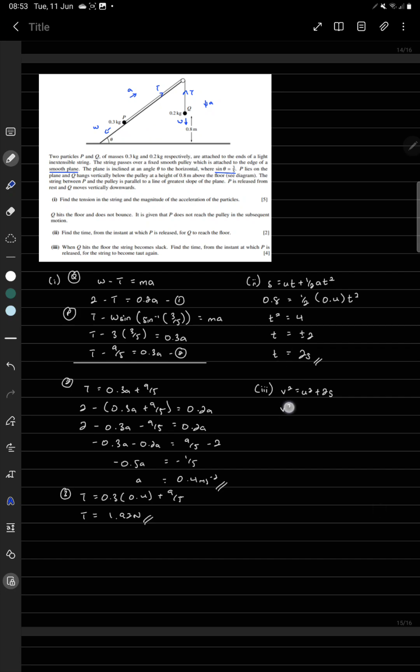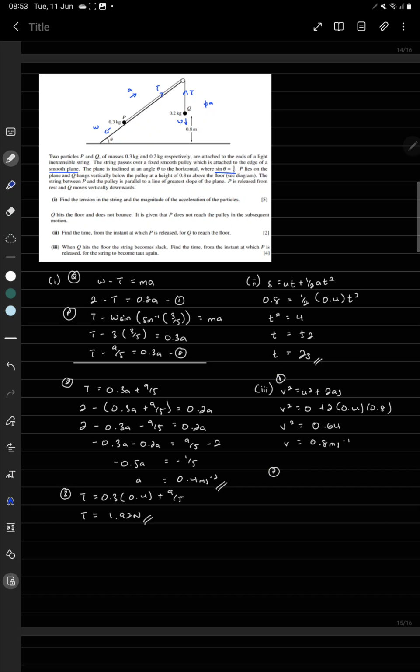Now we want to find the velocity. Our initial velocity is 0, 2as, our acceleration is 0.4, and then distance is 0.8. And then v squared equals 0.64, and then v equals 0.8 meters per second. Now we're not done here, right? So this v is going to be our initial velocity for the next phase.